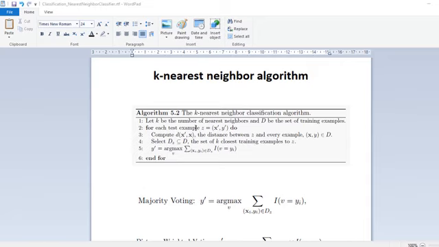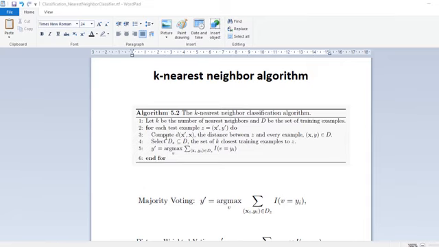Let k be the number of nearest neighbors and capital D be the set of training examples. Now we have to run through this for loop for computing the distance between the test example and its training examples. For each test example z equal to (x prime, y prime), compute the distance d(x prime, x), that is the distance between z and every training example (x, y) belonging to capital D.